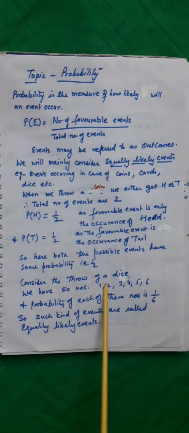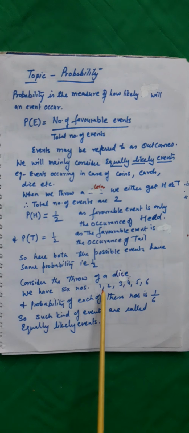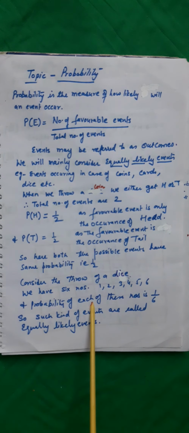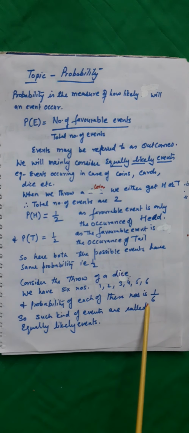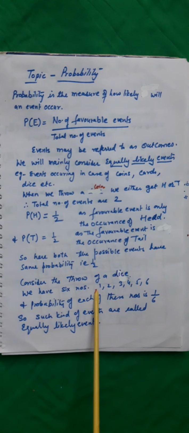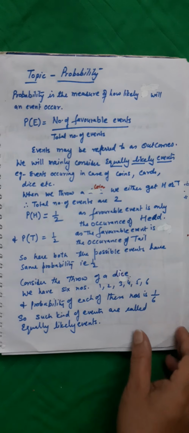Consider the throw of a dice. We have 6 numbers on a dice: 1, 2, 3, 4, 5, 6, and the probability of getting each of these numbers is going to be 1 by 6, because for every throw only one number is going to be the favorable event. Such kinds of events are called equally likely events.